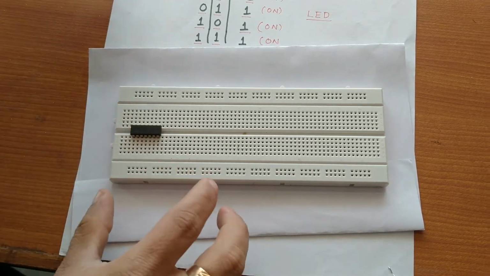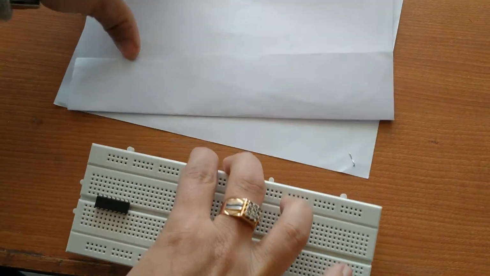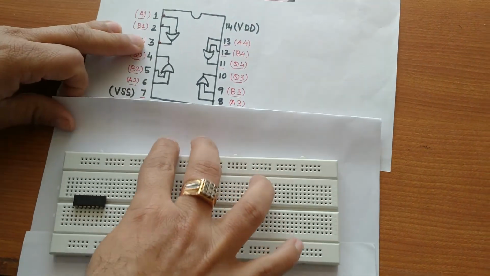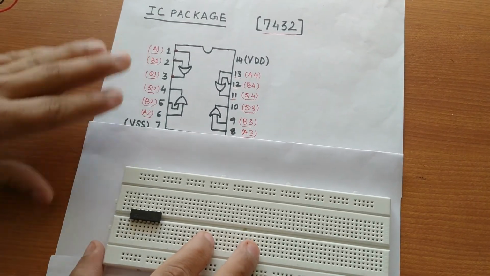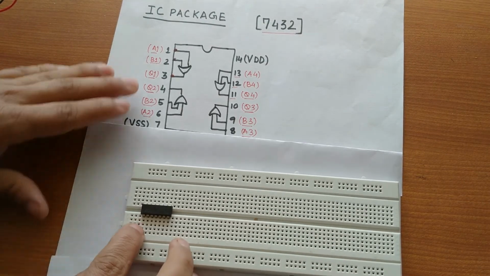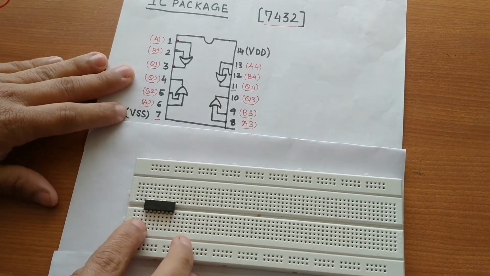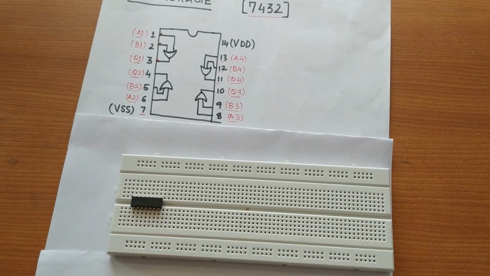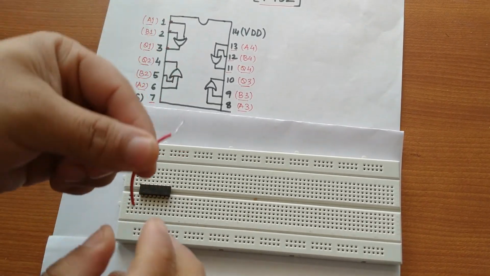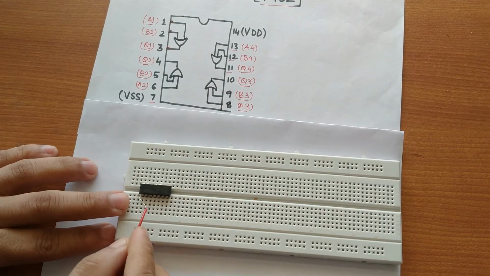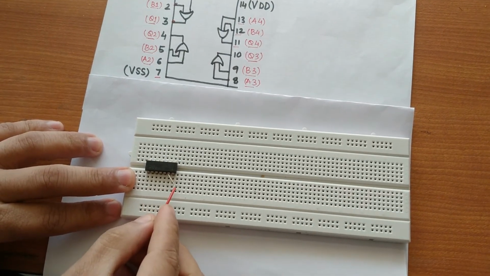Okay, now you can see that we have just connected this IC. Now we are going to follow this diagram only. You can see that we have to supply a ground at pin number 7. So I will be using a small wire, like this, and you can count the pin number 1, 2, 3, 4, 5, 6, 7.